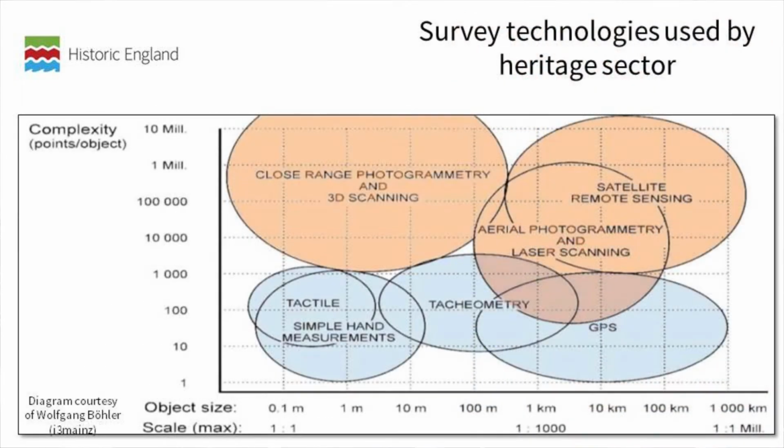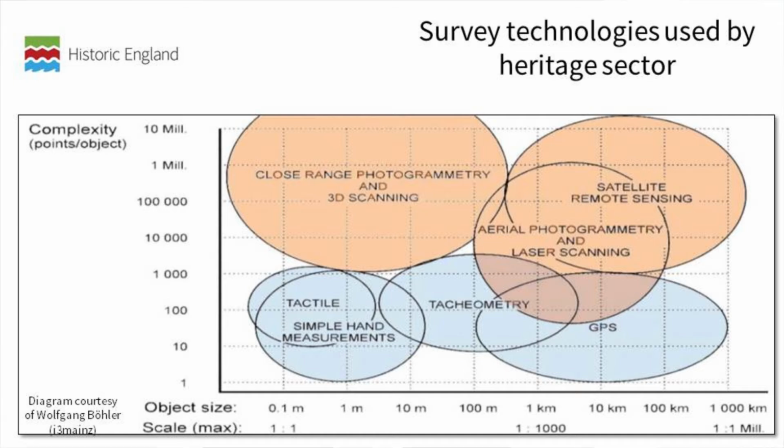So this is just a graph showing different techniques and how they can be applied to different sizes of object and complexity of objects. So up the vertical scale is the number of points you might reasonably expect to measure with the different techniques, and then along the bottom, size of objects. So our focus will obviously be on the left-hand side of that graph.